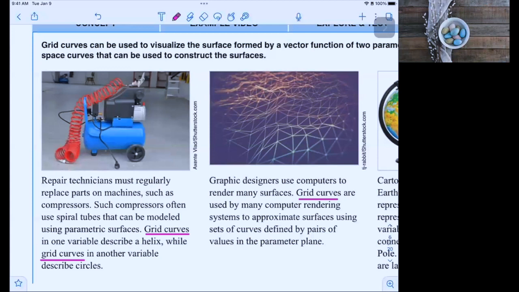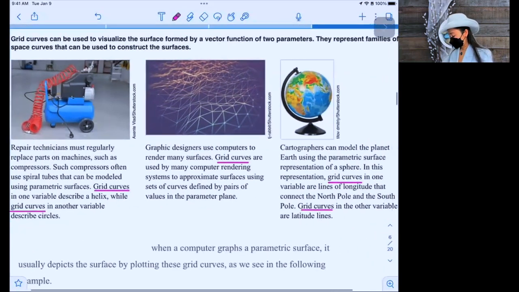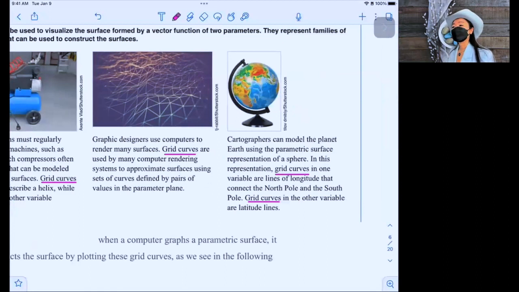Graphic designers use computers to render many surfaces. Grid curves are used by many computer rendering systems to approximate surfaces using sets of curves defined by pairs of values in the parameter. Okay, perfect. Okay, the last one.